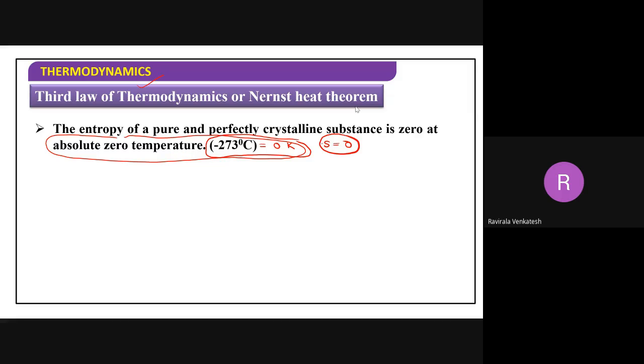So at this temperature, gases will not exist. No gas will exist at this temperature. There is no disorder at this temperature. Therefore, what happened? There will not be water. No gases are present at minus 273 degrees Celsius.